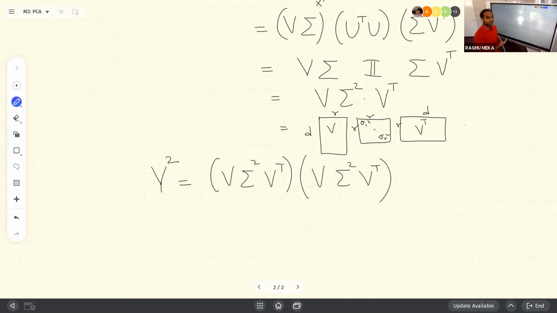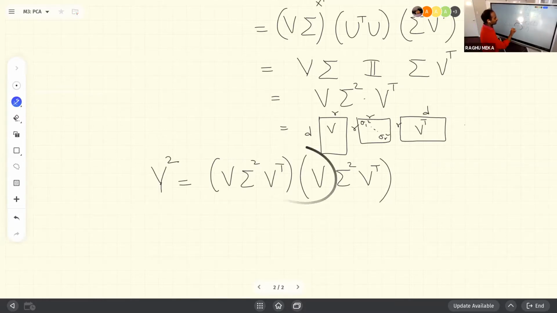So I can ask for y squared, and this is what it is. Can you simplify this in any way? What do you think? Do the same thing again? Exactly, right? So what happens if you do the same thing again?